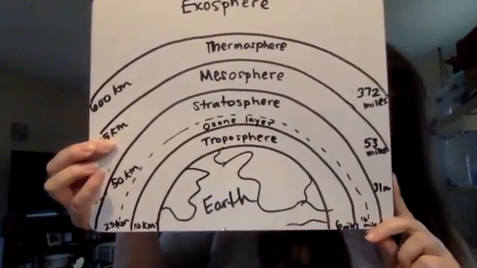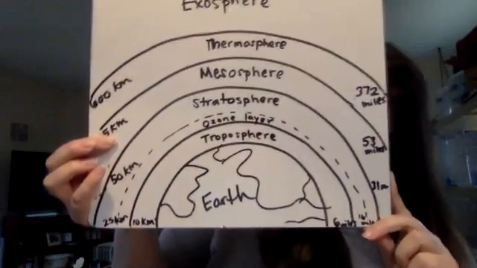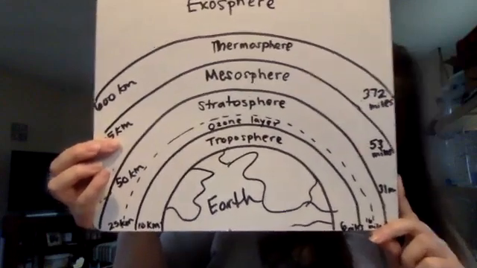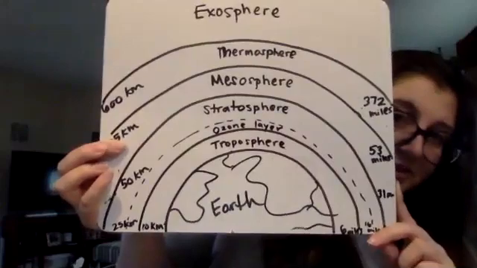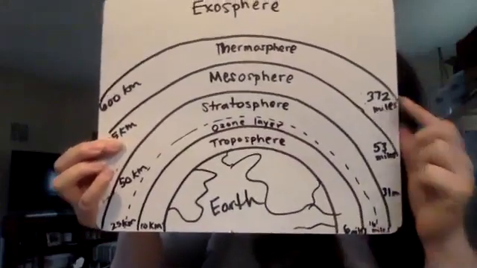And you know the northern lights. So the aurora occurs in that thermosphere too. The northern lights happen in here.